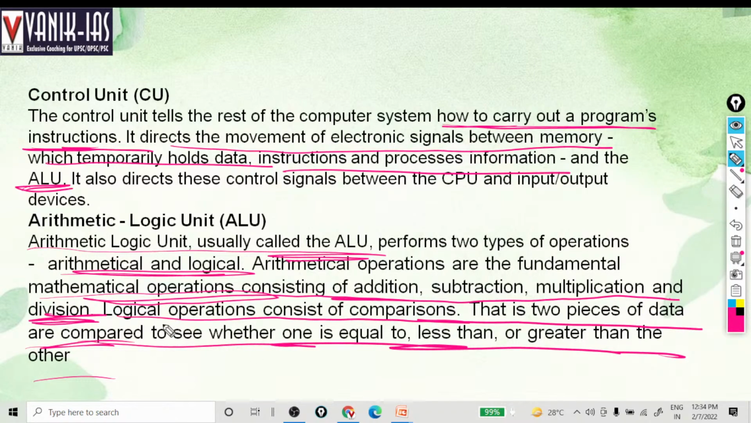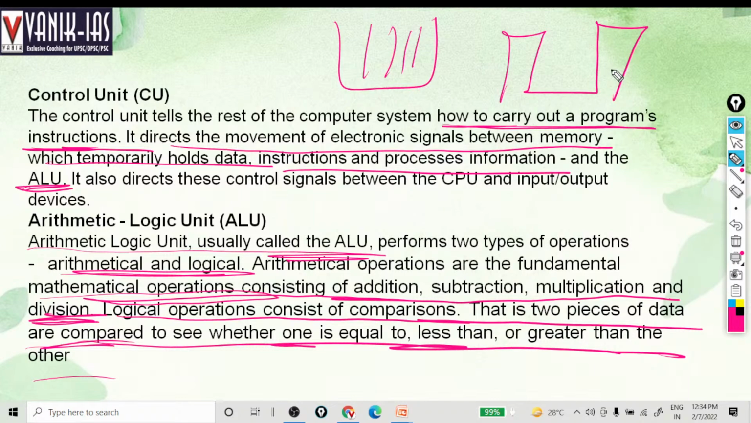That is logical operation. Suppose you want to set up a graph, or put data in a table, or you are comparing both, then we can make a graph according to it. That function will be performed by the arithmetic logic unit. It is a part of CPU that performs arithmetical works and logical works.